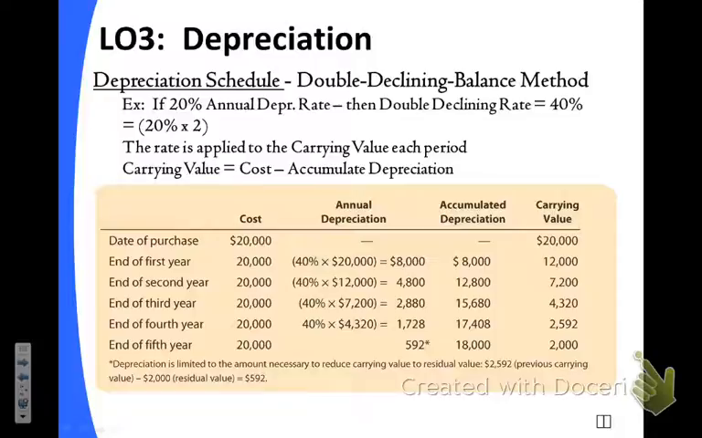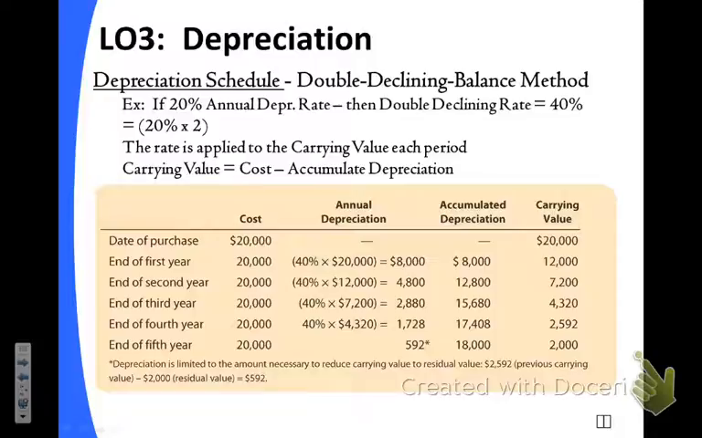We take that carrying value and multiply it again in the second year. The carrying value is $12,000, and we multiply it by the 40% rate again. That gives us a depreciation for the second year of $4,800, and our accumulated depreciation is going to be $12,800, which is simply our $8,000 plus our $4,800. And the carrying value is $7,200, which is our cost minus our accumulated depreciation.